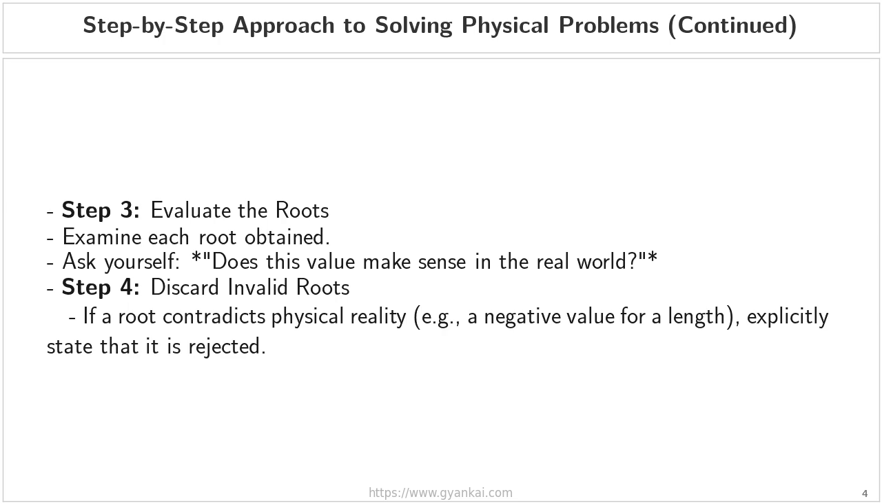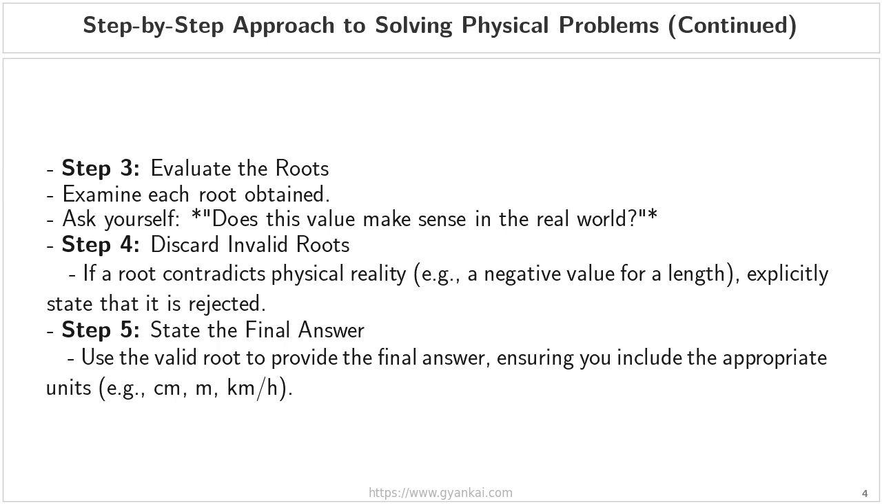It is mathematically a solution to the equation, but it is not a valid solution for the problem. Finally, in step 5, you will state the final answer. Take your remaining valid root and use it to provide the complete answer to the original question.